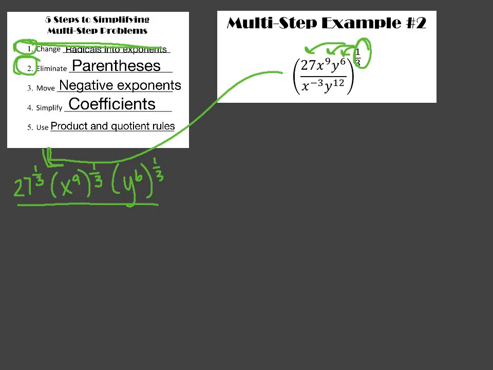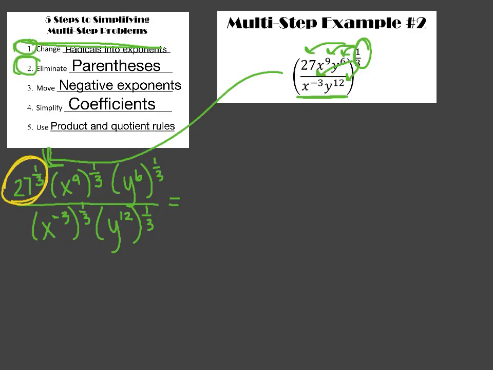And since these parentheses go all the way down to the bottom of my fraction, I also have to put the 1/3 on the 2 things on the bottom. So I have x to the -3 to the 1/3, and I also have y to the 12 to the 1/3. Okay, now clearly my parentheses are not gone. I have even more parentheses than I did before, so I'm going to have to simplify this some more. Let's go through piece by piece.